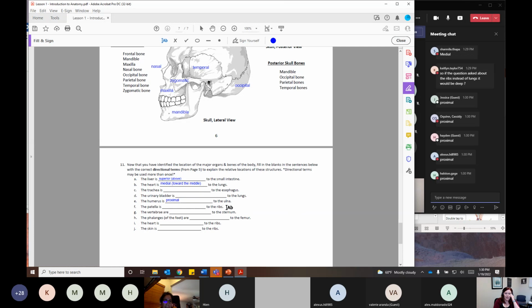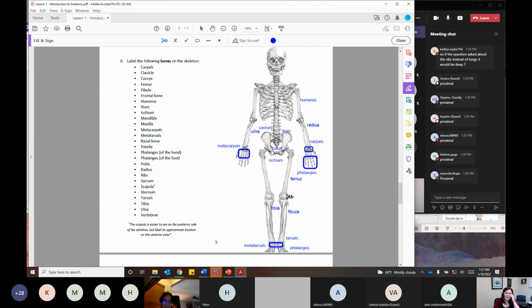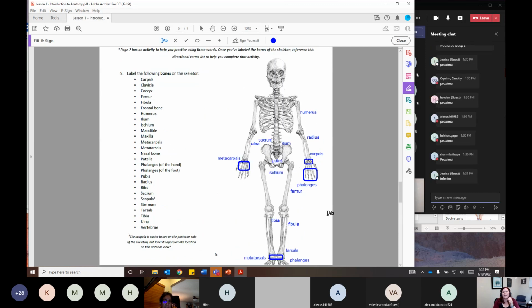Let's do our last one here. The patella is blank to the ribs. Hey, we haven't talked about the patella yet. Can anyone describe where the patella is found? Where's the patella located?